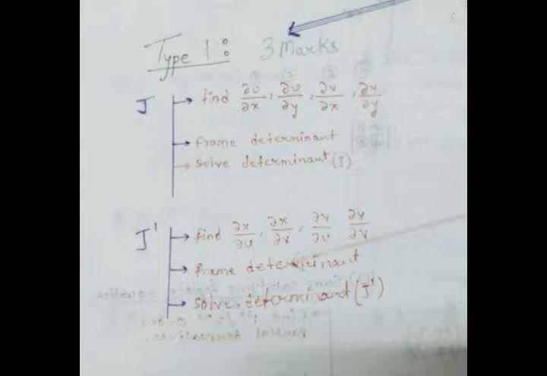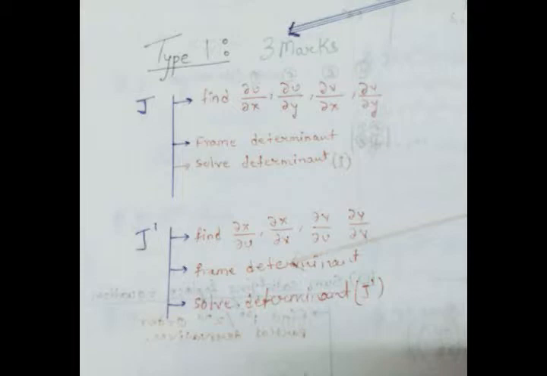Now for finding the inverse Jacobian J dash, there are three steps as well. The first two steps are similar, but we have to find here dou x by dou u, not dou u by dou x. So we will interchange the values, where in the Jacobian I have to find dou u upon dou x, in the Jacobian inverse I will find dou x upon dou u, dou x upon dou v, dou y upon dou u, dou y upon dou v. So this will be the scenario. And we will similarly frame the determinant and solve it, and we will get J dash, that is the Jacobian inverse.